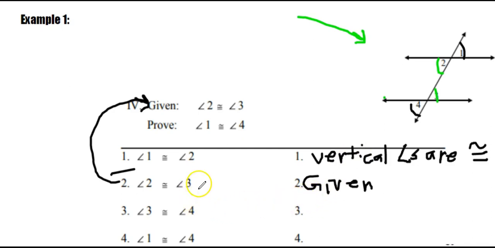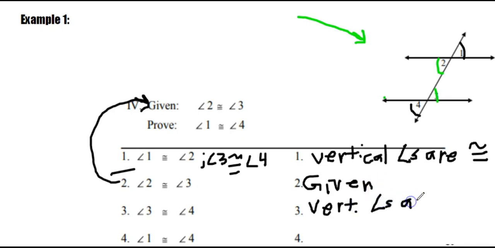I probably could have put this right up here. I could have gone right here, 1 is congruent to 2, and angle 3 is congruent to angle 4, again because it's going to be vertical angles. I'm going to abbreviate vertical there. Angles are congruent. Okay, lastly, it wants to say that 1 then is congruent to 4.